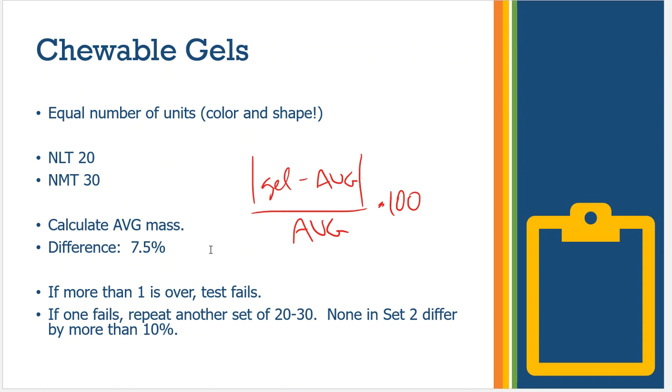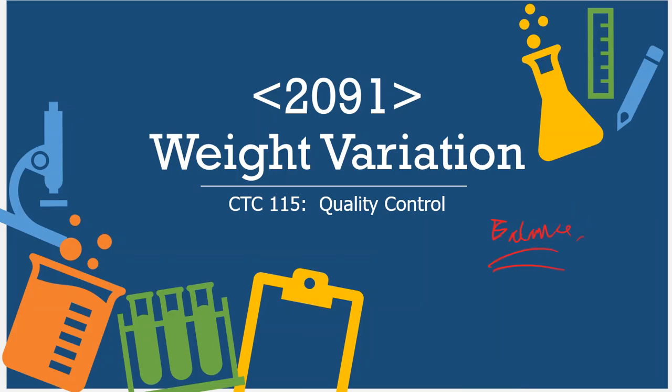So again, different stages here. The first stage is 20 to 30 first, and hope that everything matches 7.5%. If one of those fail, then you need to do another 20 or 30 of them, do the same calculation, but this time in that second set, in that second 20 to 30, you hope that none of them differ more than 10%. If more than one of them fail though, the entire batch fails and it does not pass the weight variation test.